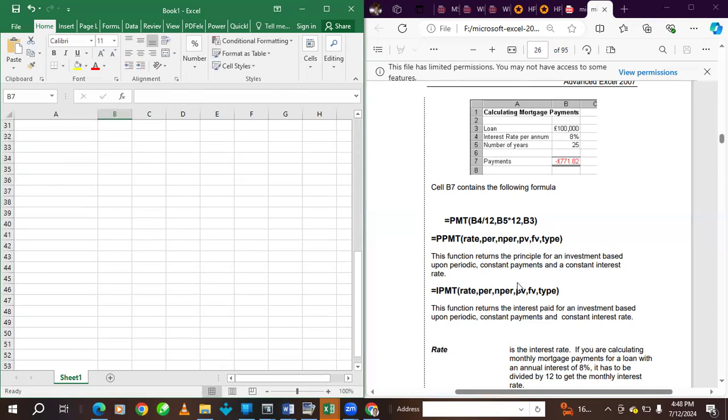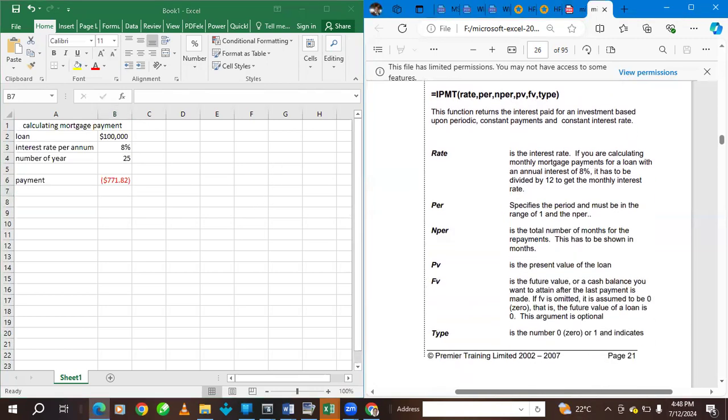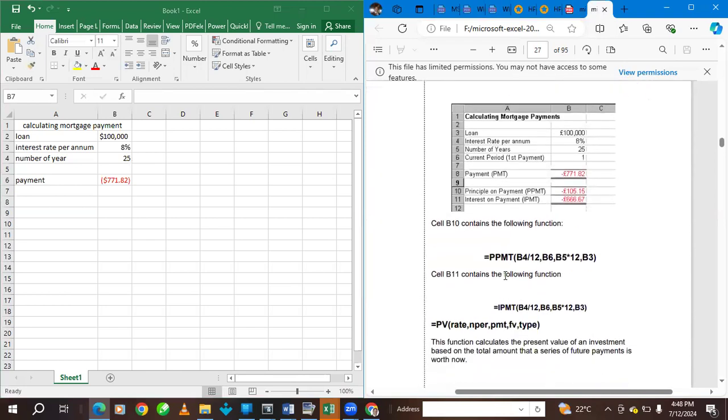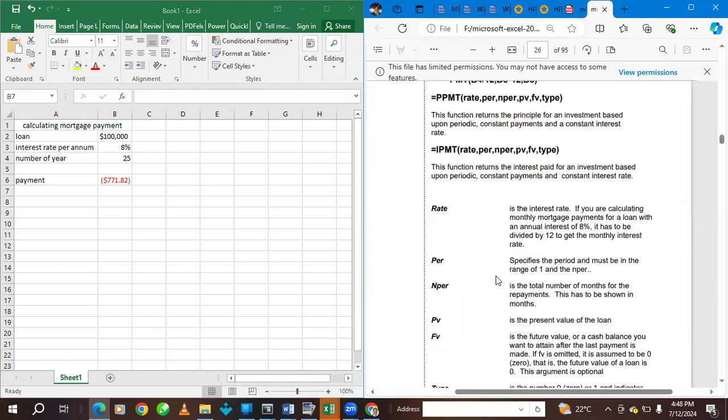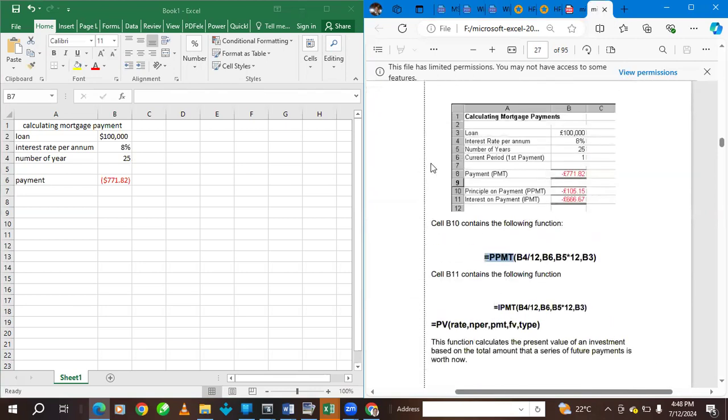We have another case where, when you scroll down, you'll be able to see another function, PPMT. When you look at PPMT, you'll understand that it works differently. This one is the principal payment, PPMT, principal on payment. So here we have our monthly payment, maybe 771. Now we want to see the principal on payment here.